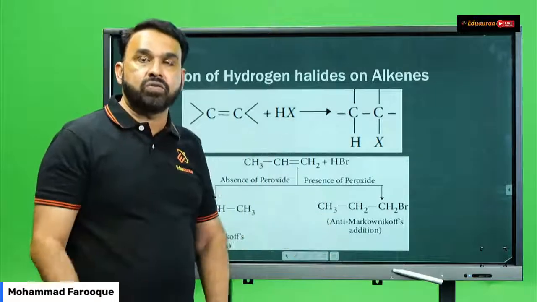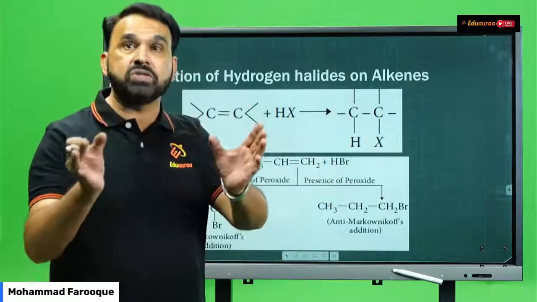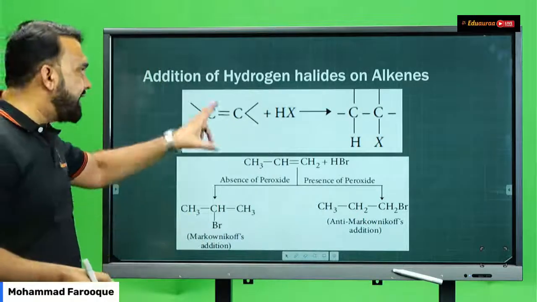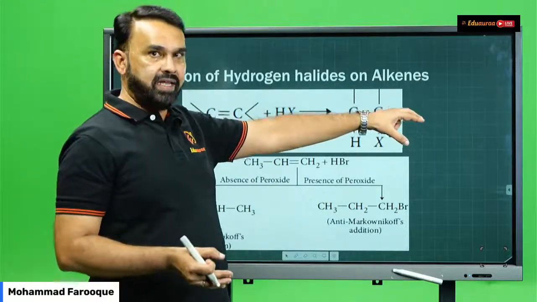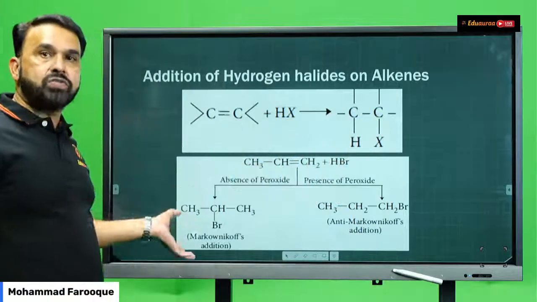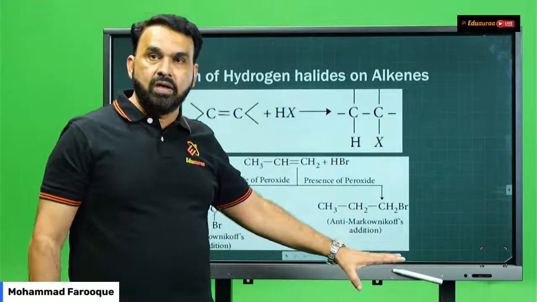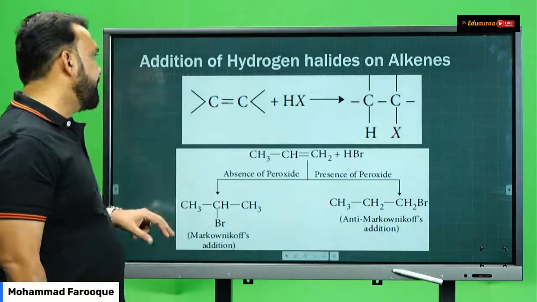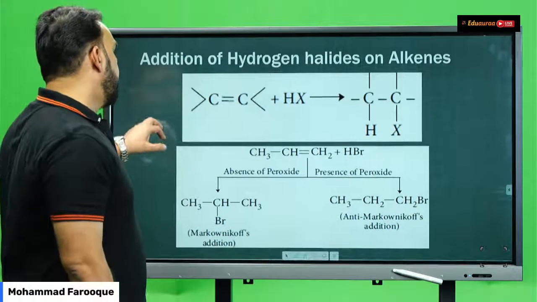Anti-Markovnikov's rule gives rise to what? The peroxide effect, which is also known as what, students? The Kharasch effect. Good, right? So the addition of hydrogen halides to alkenes follows Markovnikov's or anti-Markovnikov's rule for unsymmetrical alkenes. Clear? Okay. Let's move further, students.